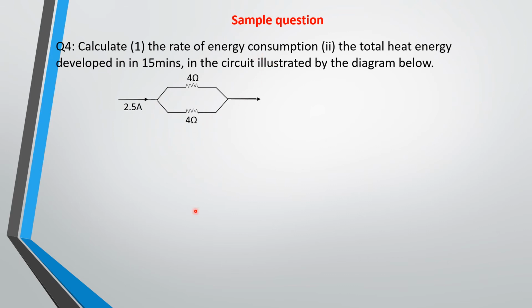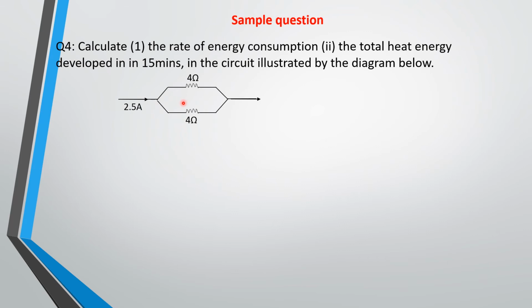So what we are going to do first of all here is to find the overall resistance of this arrangement. These resistors are arranged in parallel. So you first of all find their overall resistance.